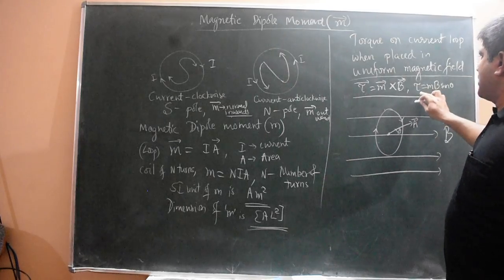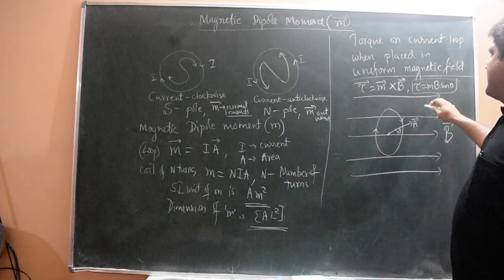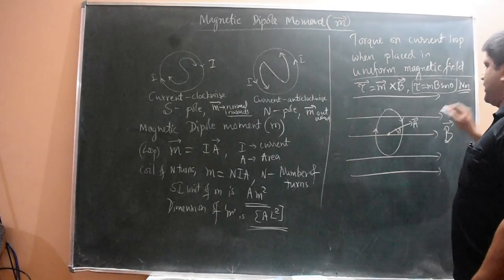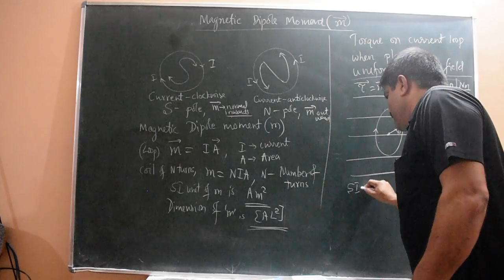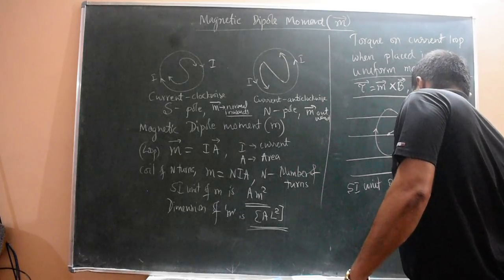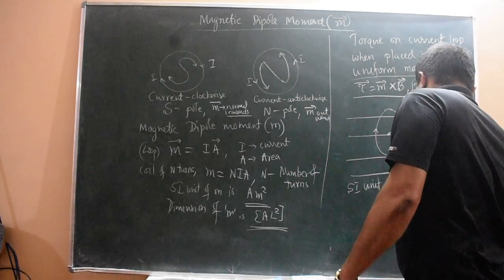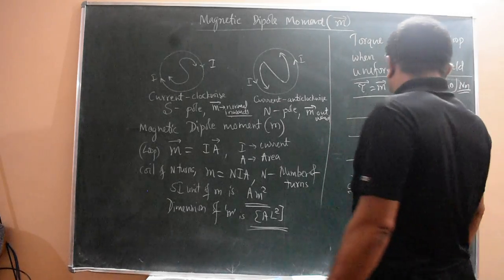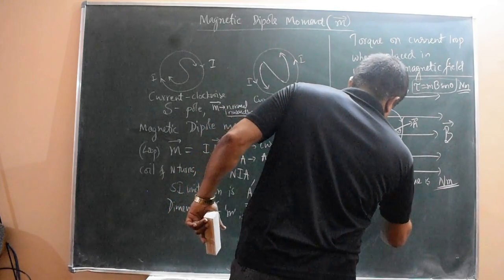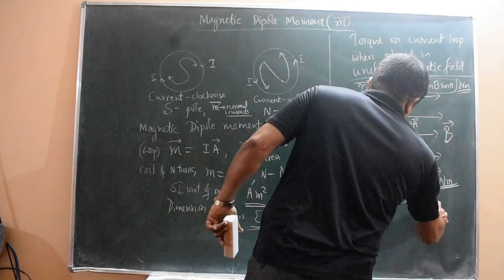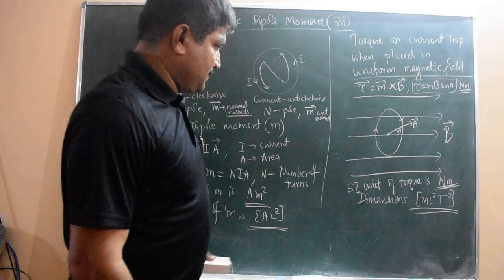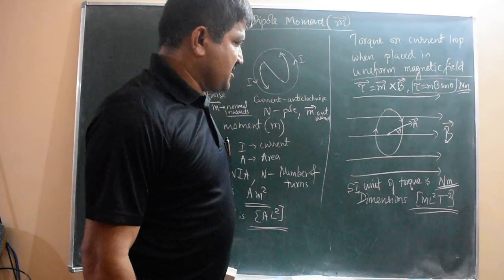So this is the magnitude of torque, and the SI unit of torque is Newton meter. It is equivalent to joule. And the dimensional formula is M L square T power minus 2. That's about the dimensions of the torque.